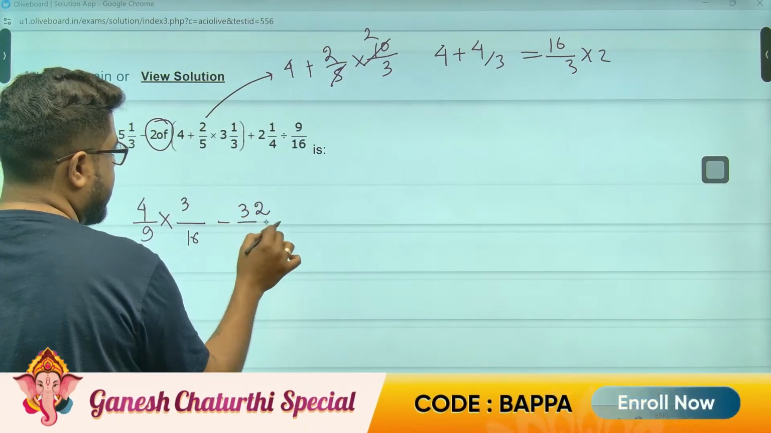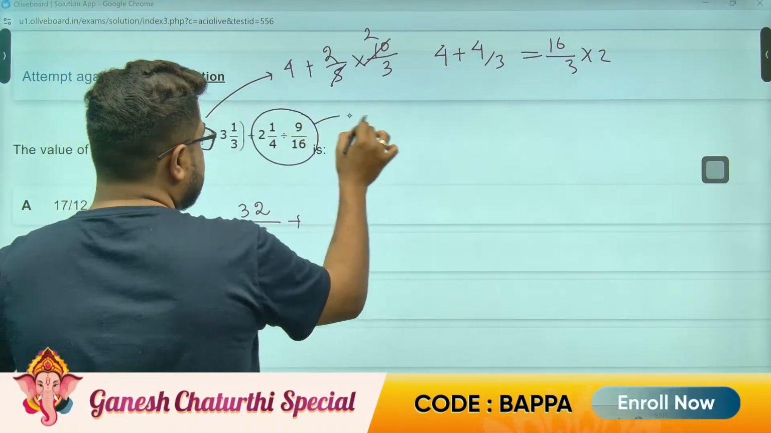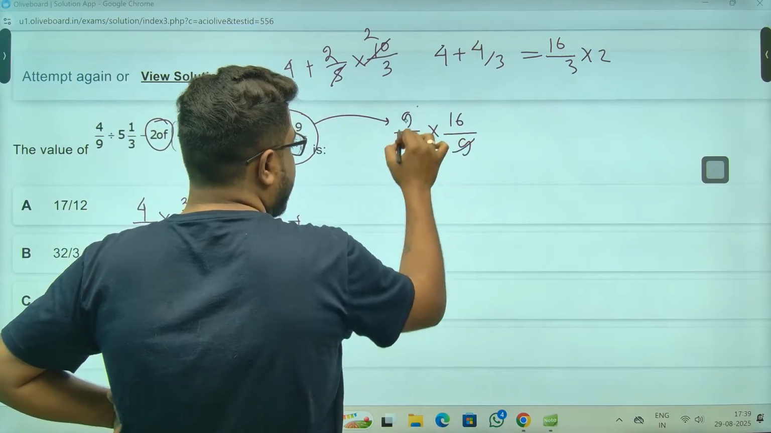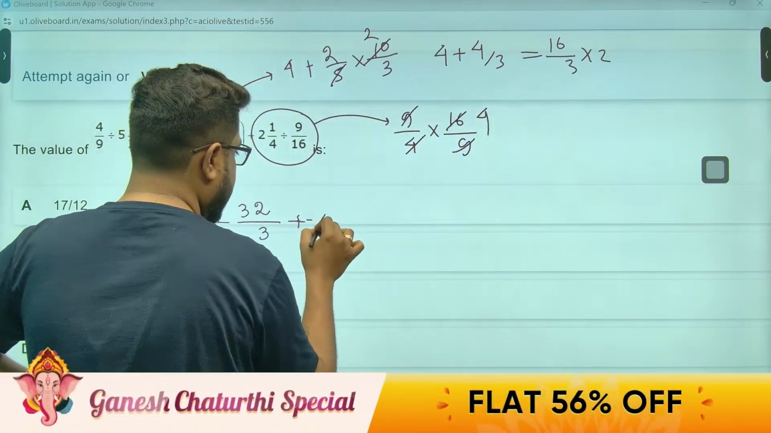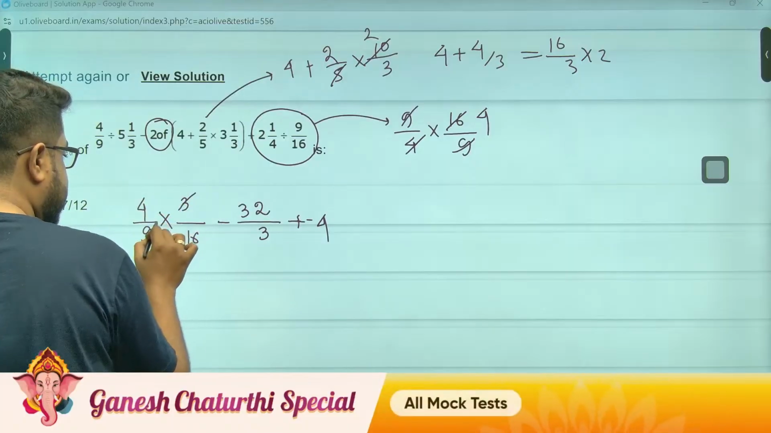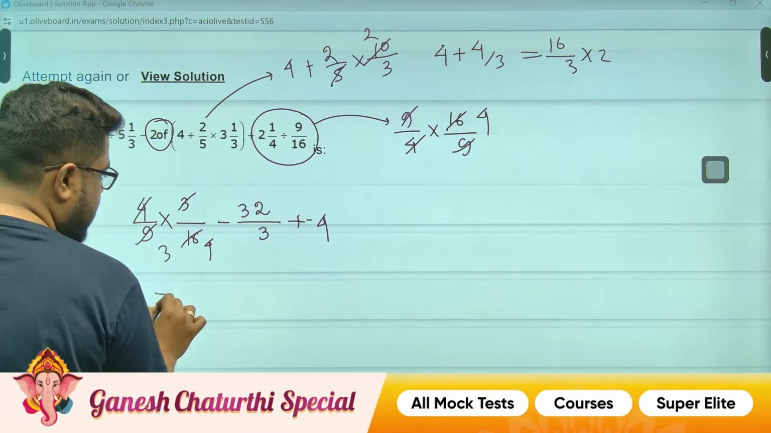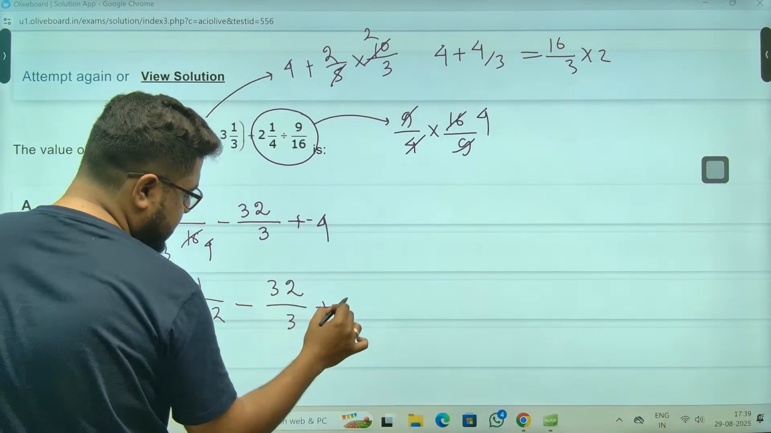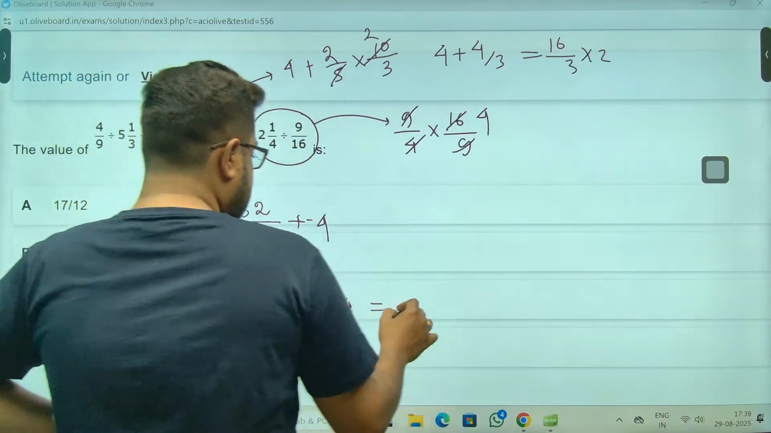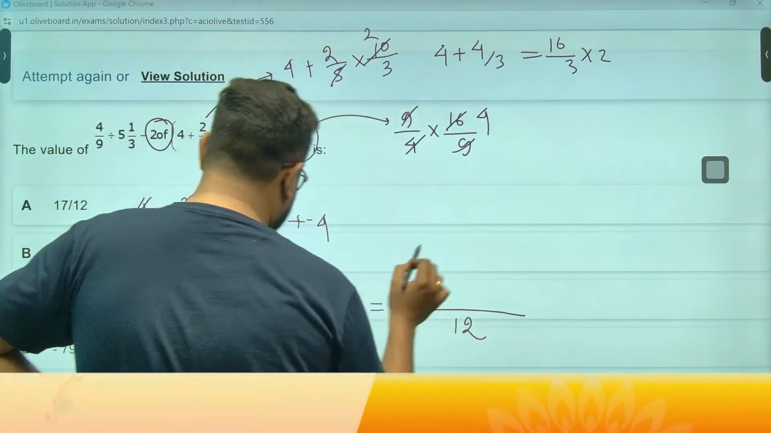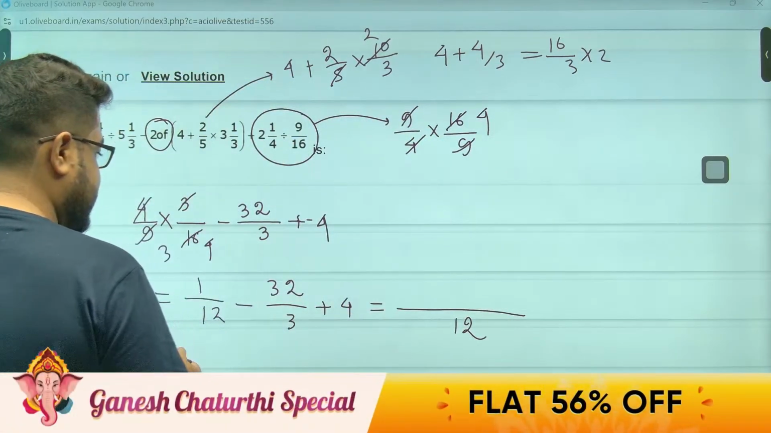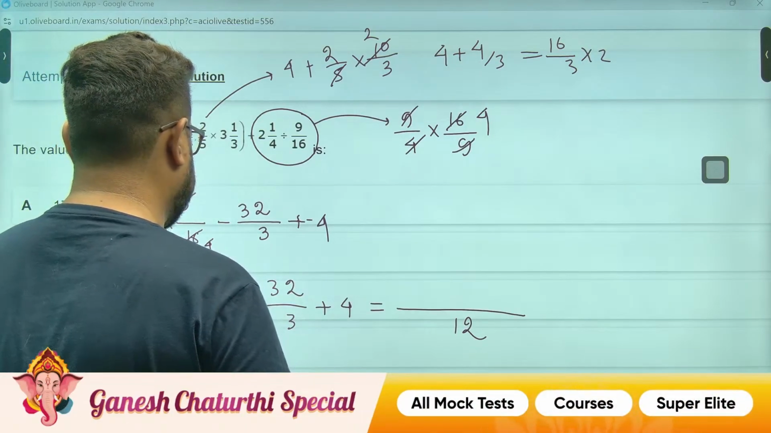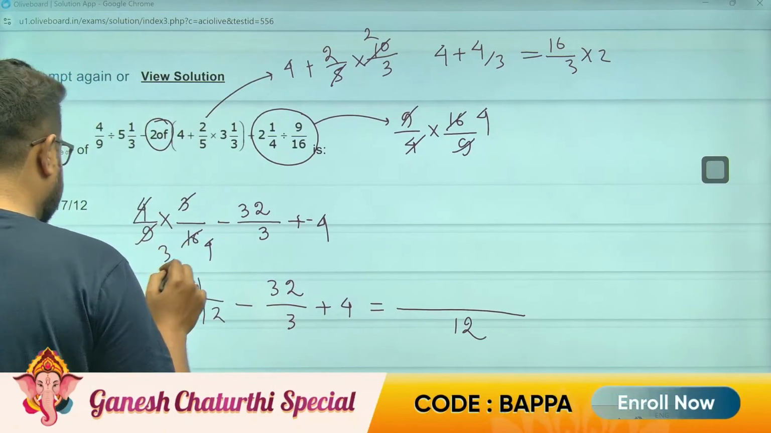So that means, sir, 32 by 3. Plus this is 9 by 4 into 16 by 9. 4, sir. Right? So this is 3, this is 4. Sir, 1 by 12 minus 32 by 3 plus 4. 12, right, sir? So LCM is 12. LCM is 12. And this will be negative. Please understand.